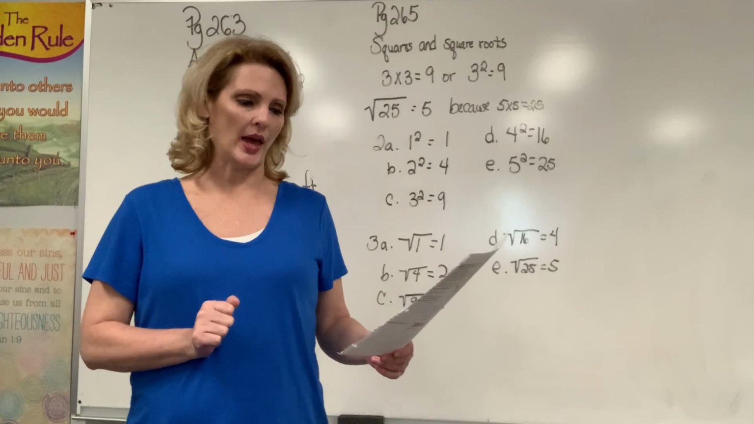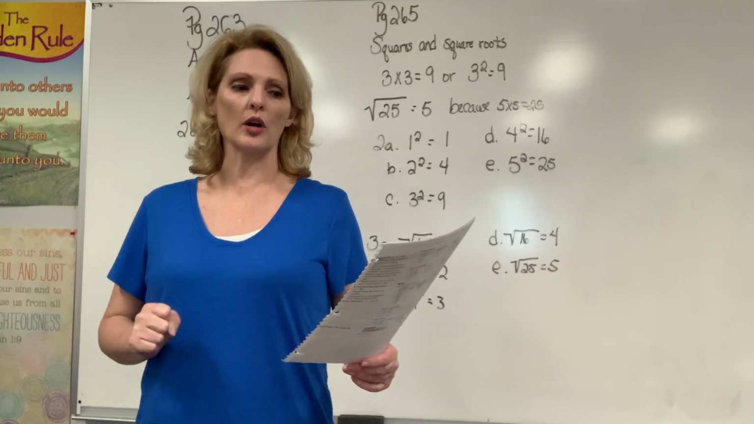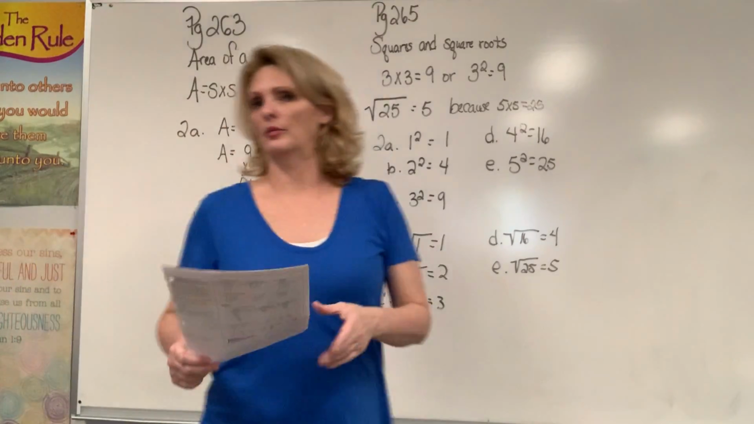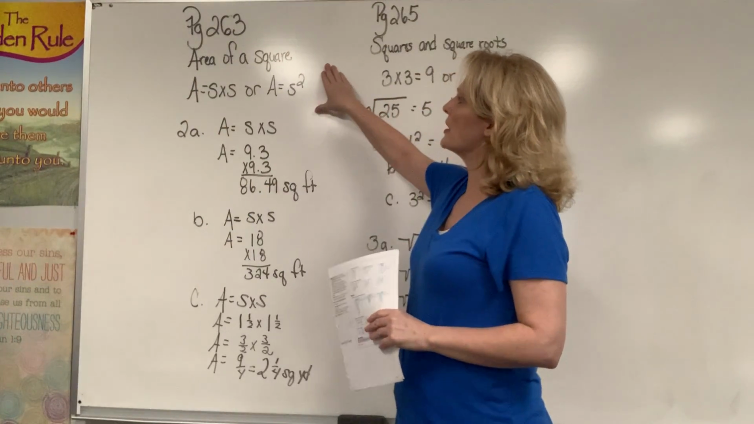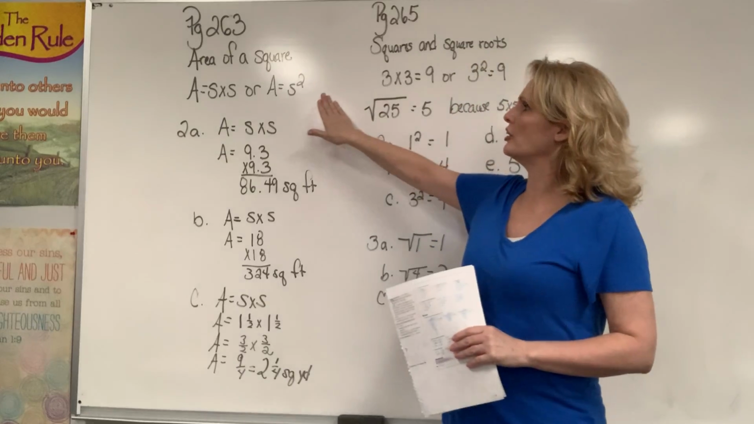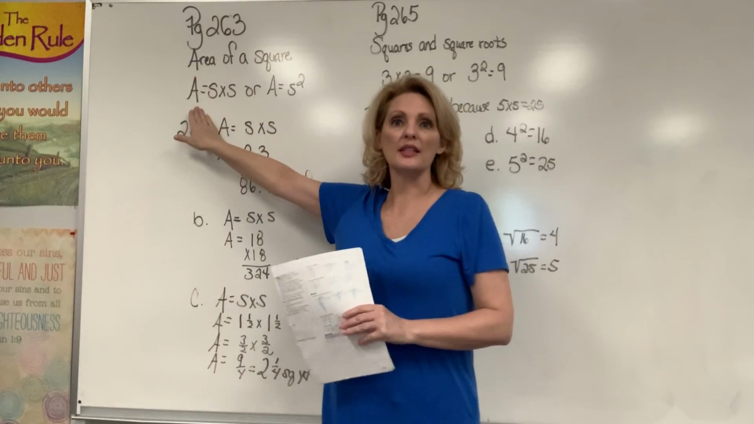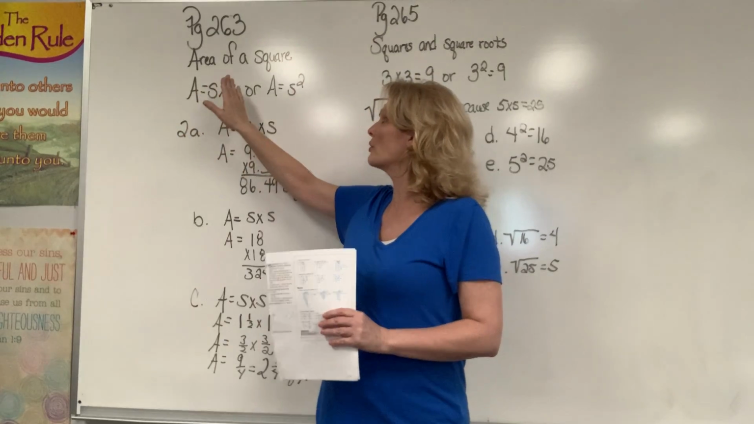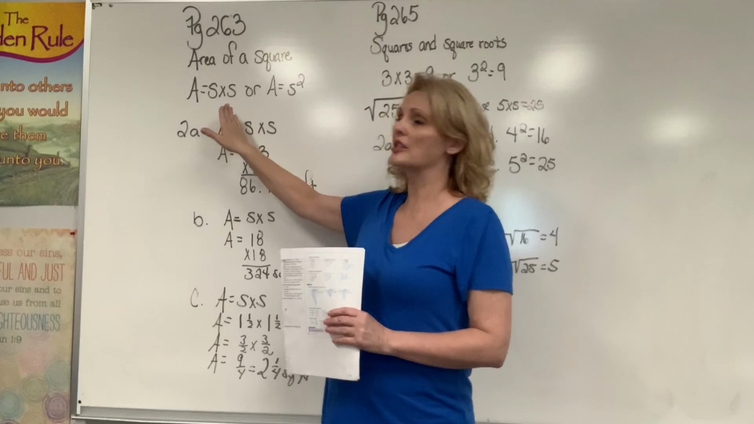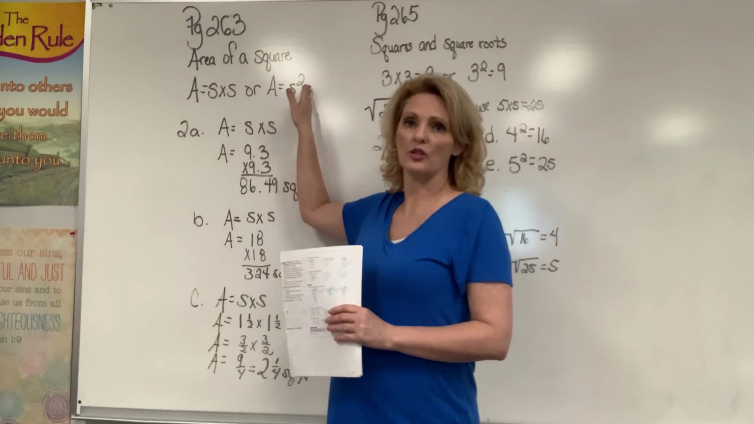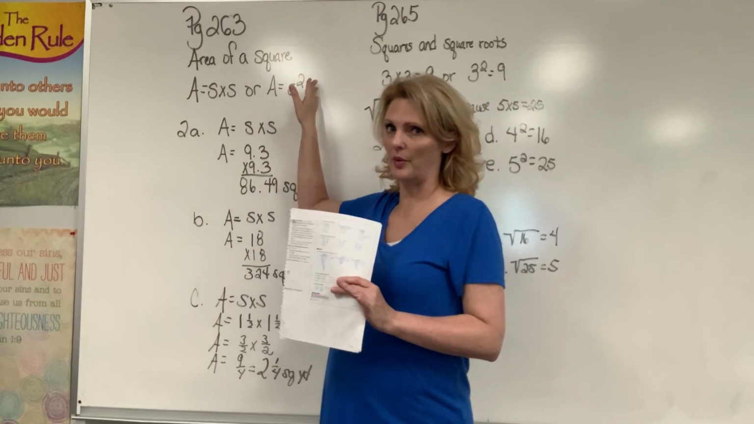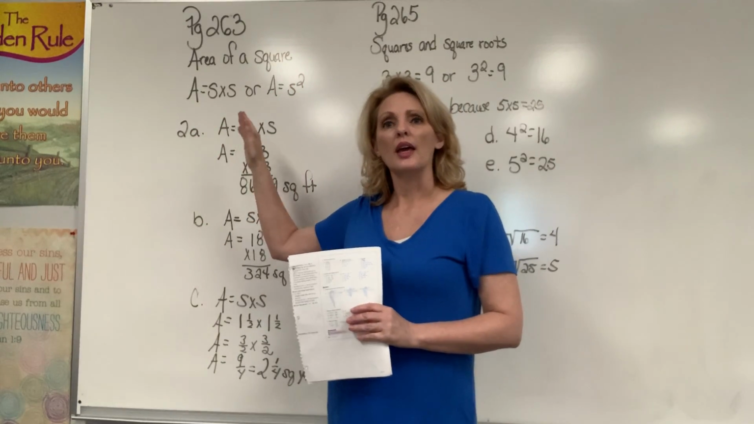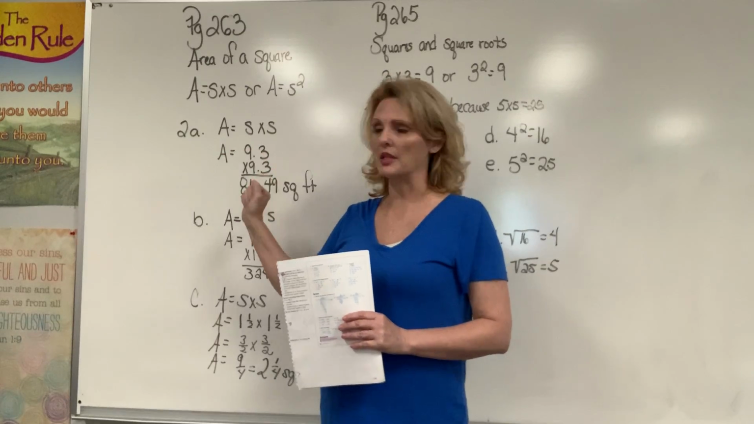So first of all, on page 263, we need to work on area of a square, which is right here. Area of a square is area equals side times side. You can also write it as area equals s squared, and we're going to talk about that in a little while. Right now we'll just do area equals s times s.